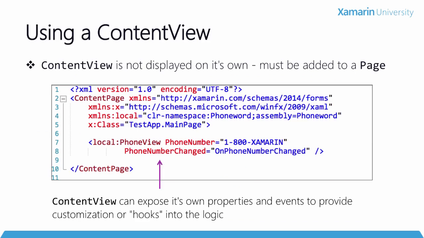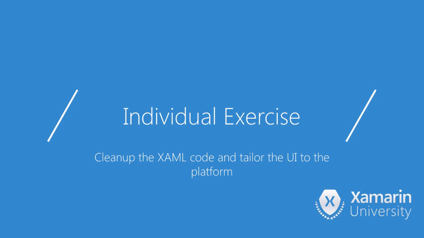To use the content view, you have to include it in a page. This can be done directly, as you can see here on the slide, or it can be done through a template. You'll learn more about that in the XAML data binding class. In either case, you can add custom properties and events to the content view to allow the consumer of the view to customize the information or receive updates in the form of events.